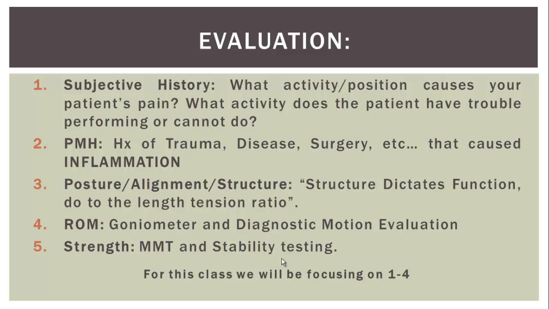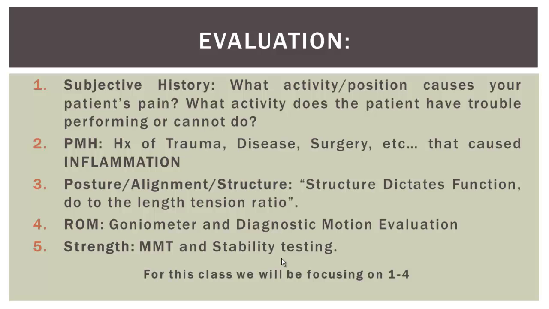First of all, when we talk about our subjective history, what we need to find out is what activity or position is causing a patient's pain. You need to ask your patient specifically, what activity do you have difficulty doing or causes your pain? Secondly, we'll need to look at the past medical history, specifically looking at a history of trauma, disease, surgery, or anything else that has caused inflammation. And we will speak about the importance of inflammation a little bit later on.